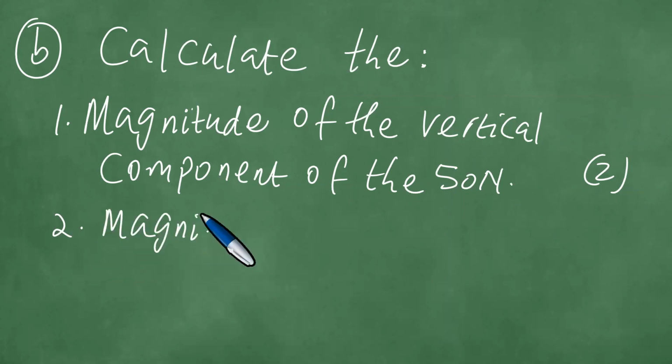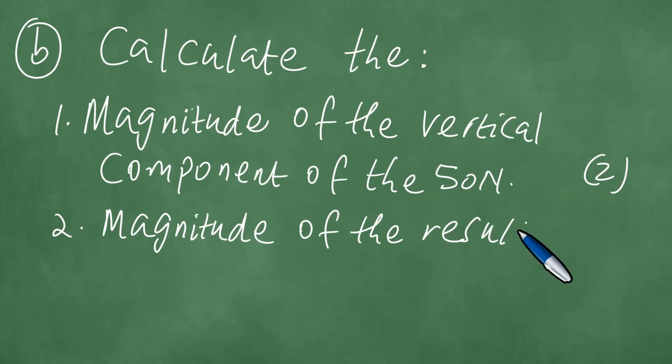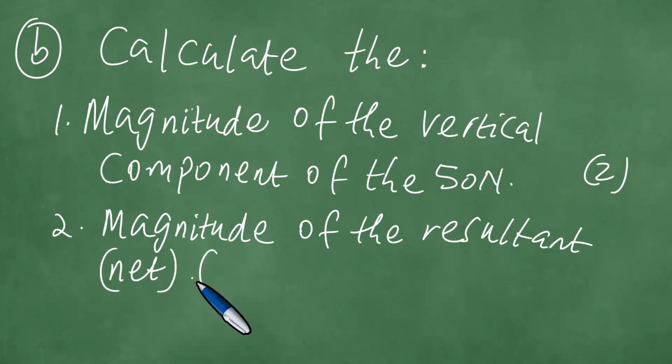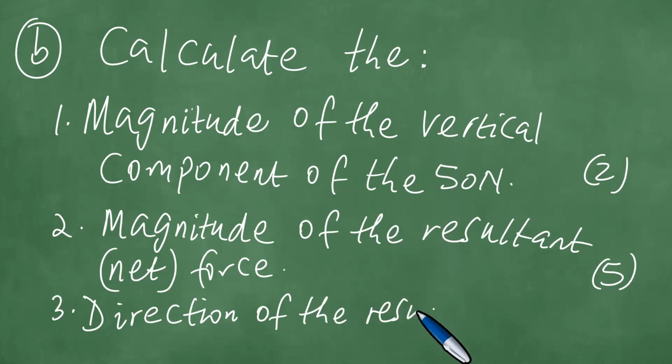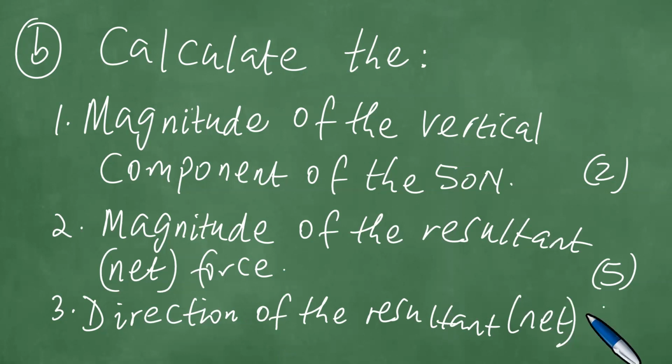Number two, we want to find the magnitude of the resultant or net force, for five marks. And number three, we want to calculate the direction of the resultant net force.